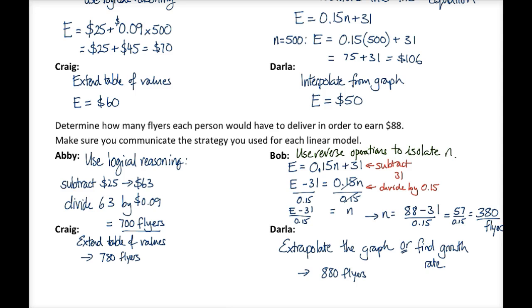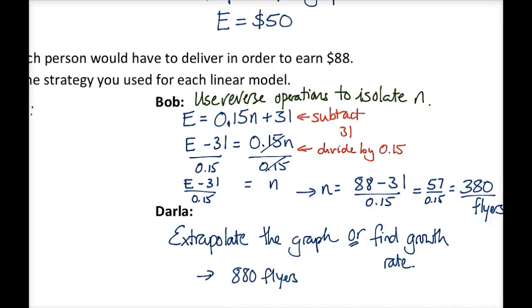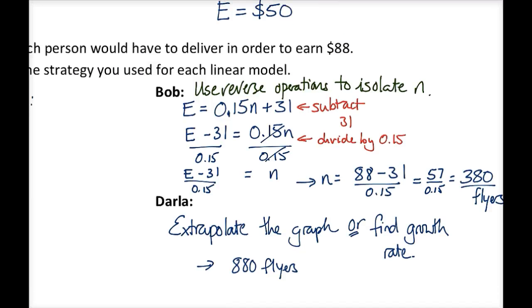For the equation method, we need to use this process again of reverse operations to isolate the independent variable, and this is something that's going to come in really handy when we get to the next unit, where we're looking at linear equations in more algebraic form, where we're going to isolate this variable. That's going to be a fairly common technique that we use, so good to learn it now. So here's our original equation, E equals 0.15n plus 31. We have to isolate the n, and we're going to use reverse operations, the opposite of BEDMAS. So we're going to do the addition and subtraction part first, and then the multiplication and division part second.